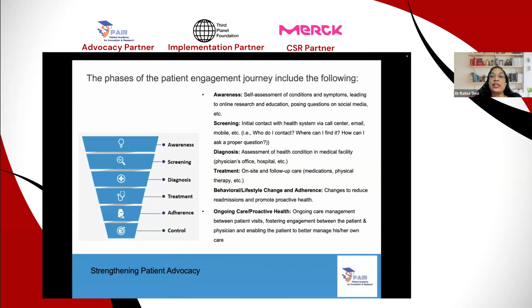So what are the phases of the patient engagement journey and what do they include? It starts with awareness. So the patient becomes aware that there's something not right with his health. Something is either off, or there is pain, or they are not feeling well. And therefore, they do a self-assessment of the conditions and symptoms, leading to online research and education, posing questions on social media, etc. Sometimes it could be just peer-to-peer questioning. So somebody in the family asks a question, or you ask your neighbor or somebody in the school or college as to why certain things are not feeling right, and if somebody else has felt the same way.